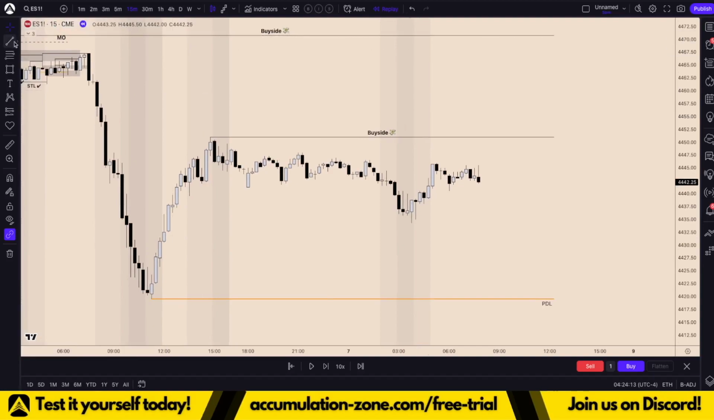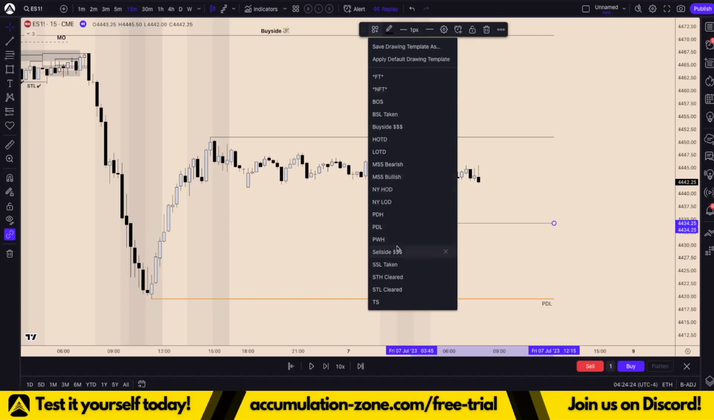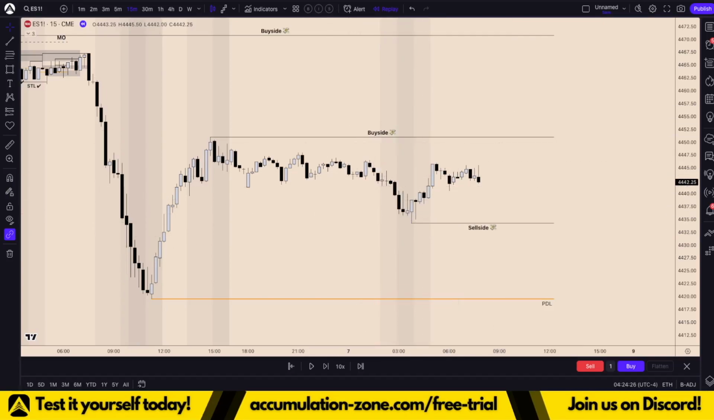And yeah, the sell side targets would obviously be the previous day's low and the London session low from Friday the 7th of July, NFP Friday. So we're going to label them as sell side. And this is pretty much all we have to do on our 15-minute chart.